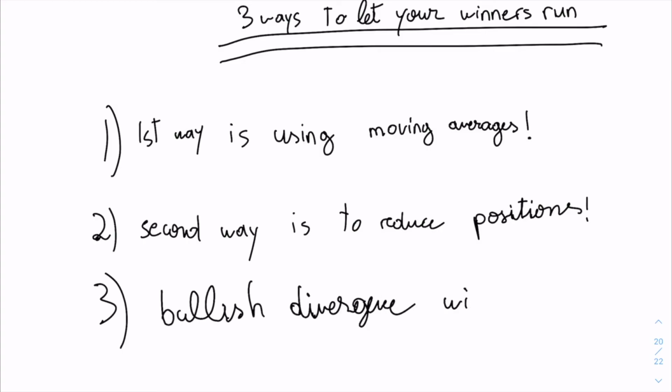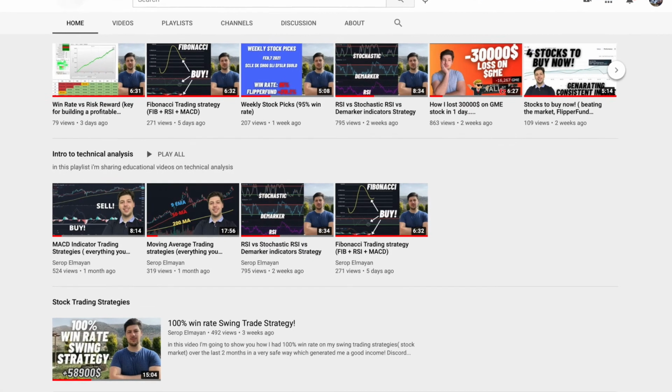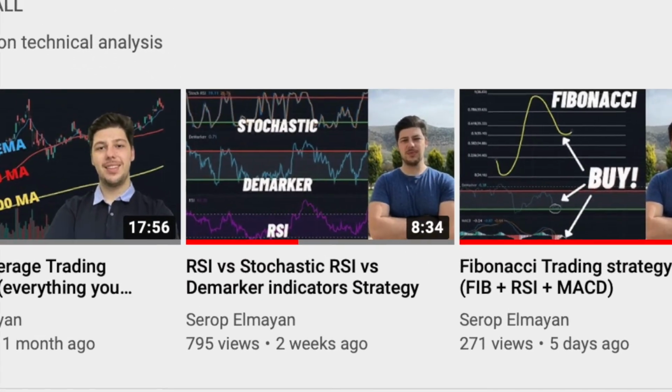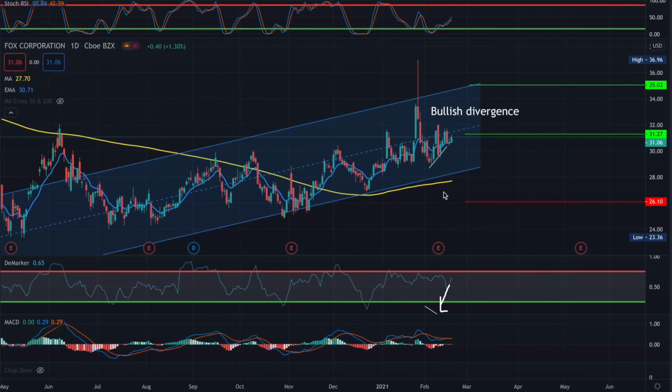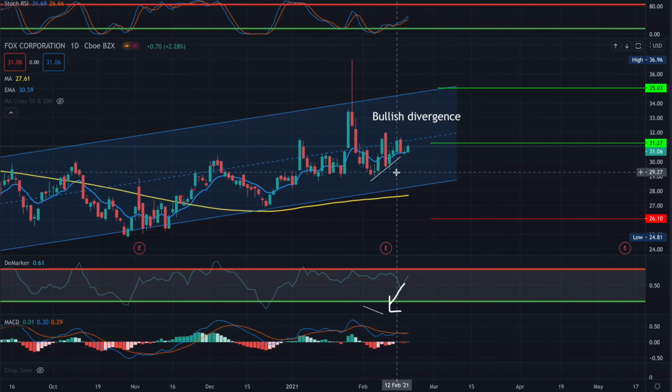final way is using bullish divergence on RSI or the DeMarker indicator. If you don't know what a bullish divergence or the DeMarker indicator is, I highly recommend watching this video. So here's an example of a bullish divergence. Here Fox did a larger drop than expected.